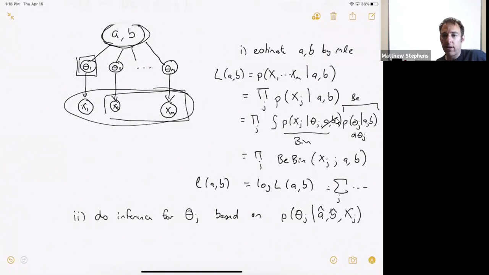This is just a very simple Bayesian calculation now, because the prior on theta is a beta distribution by assumption, and the data xj are binomial. The posterior for theta, if you use a beta prior and a binomial likelihood, is a beta as well, because it's conjugate. So this is a beta distribution. In fact, it's beta(a hat plus xj, b hat plus nj minus xj). So that's really easy.